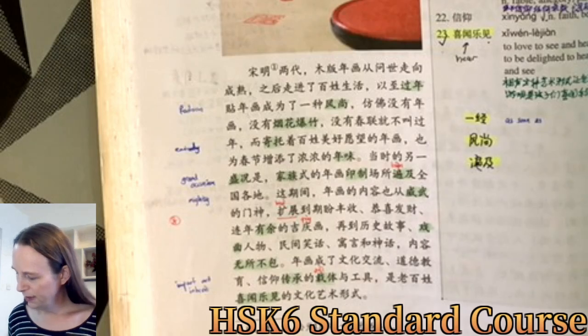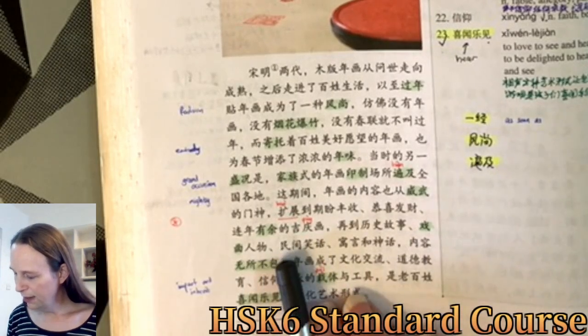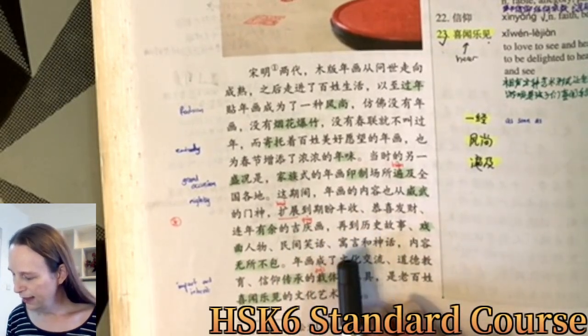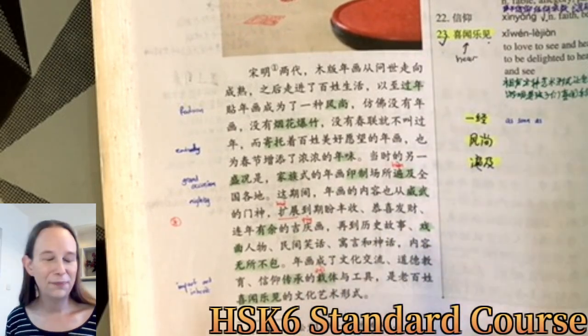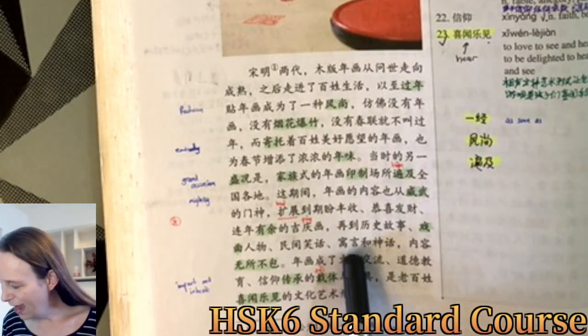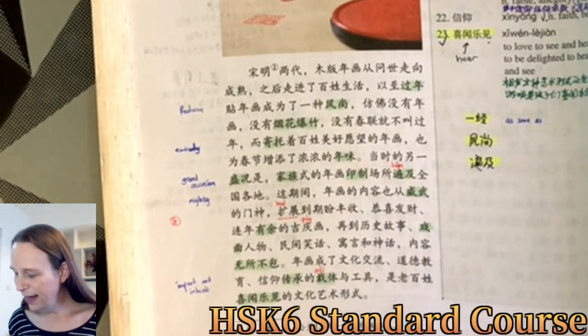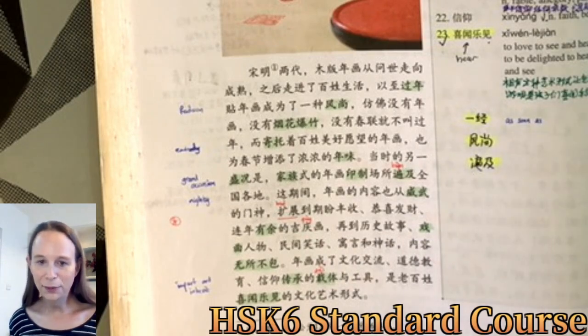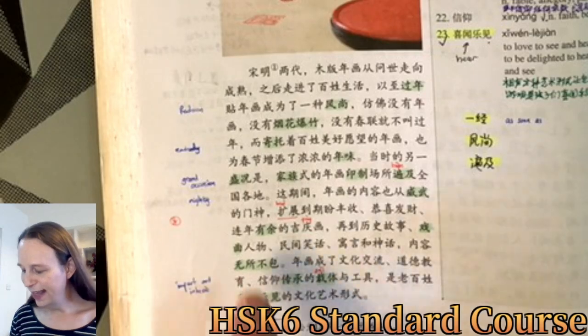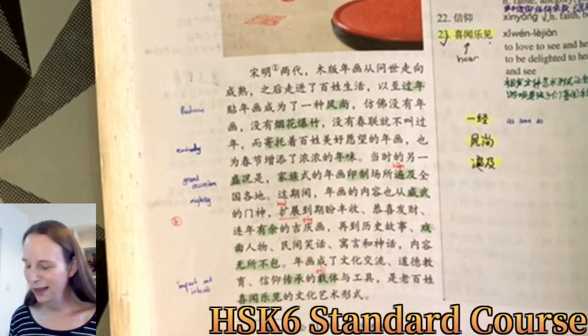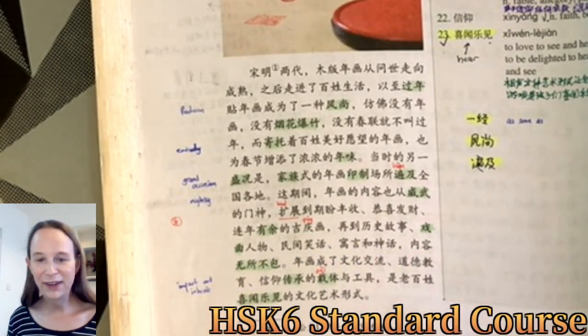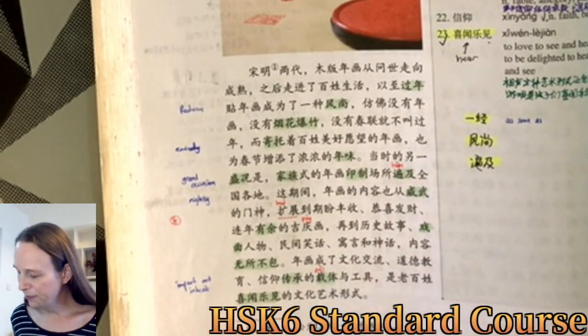再到历史故事、戏曲人物、民间笑话、谚语、预言和神话，内容无所不包. There's quite a few phrases like this, 无所不什么什么. So 无所不包, so everything is wrapped up, I guess.